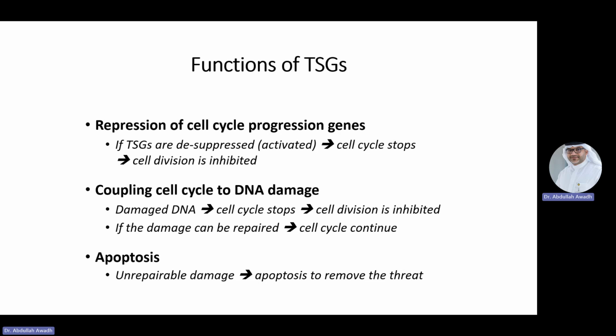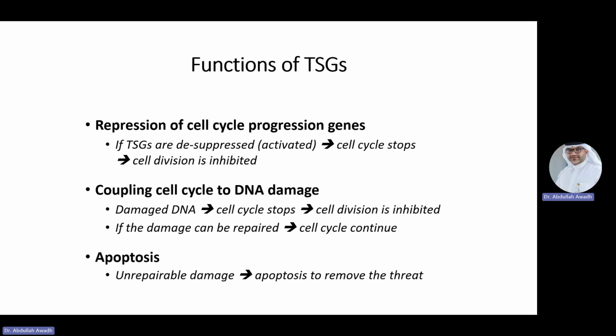Now, if tumor suppressor genes are desuppressed, and the reason we say desuppressed is because usually they are in a suppressed form. Why are they suppressed? Because we need the cell to grow, mostly, in order to have a tissue, to have an organ. The whole body needs to grow, all the organs need to grow. So most of the time, tumor suppressor genes are suppressed.